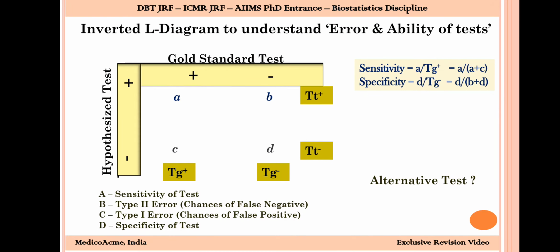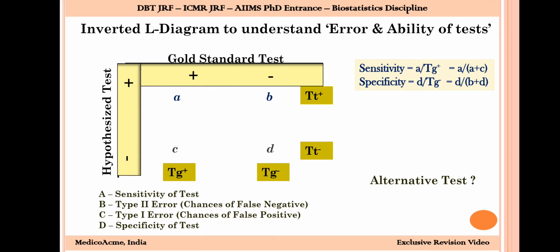So guys, this is the inverted L diagram. Basically this L-type diagram is the main thing to understand, and this L diagram was basically invented by me only, so that I can make all the things clear to you. Error and ability of the tests. I have given this concept of the L diagram, and I have invented it, not in a legal way, but just to elaborate and make you understand all the things.